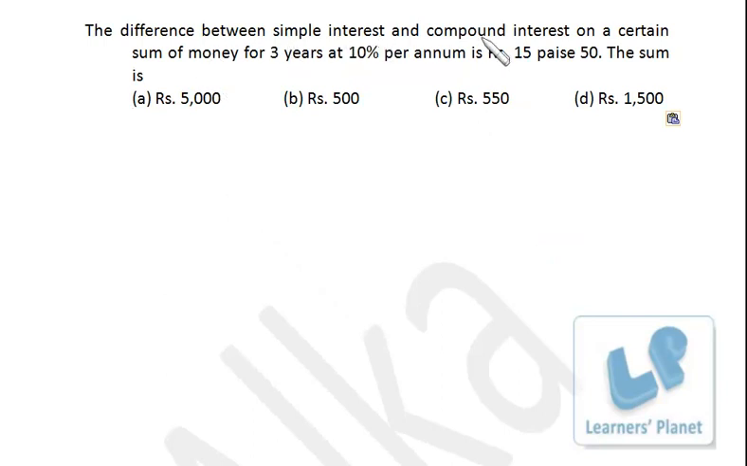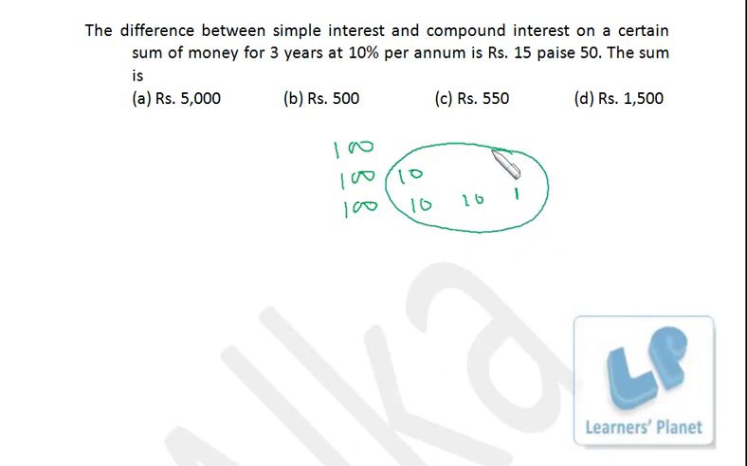The difference between simple interest and compound interest on a certain sum of money for 3 years at 10% per annum is a similar question. Only the data is changed. Once again, we'll assume the sum to be 1000 rupees. So, 1000 rupees, 10% per annum, it's 100, 100 and 100. Then, 10% on this for the second year and 10% of this in the third year. Then, 10% of this in the third year and 10% of this in the third year.